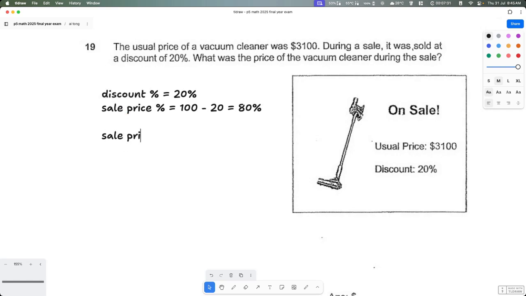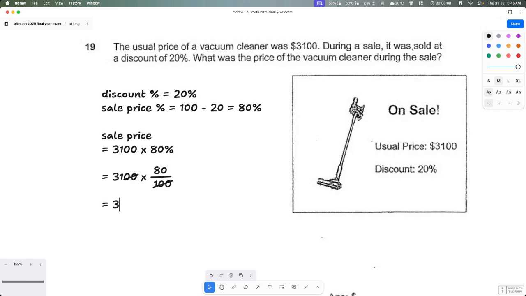Let's do the sale price. In this case, it will be equal to 3,100 times 80%. And 80% is basically 80 out of 100. So in this case, 3,100 times 80 out of 100. We can cancel the double zeros, the 100 itself, and then we can cancel the zeros over here as well. And what will this give us?